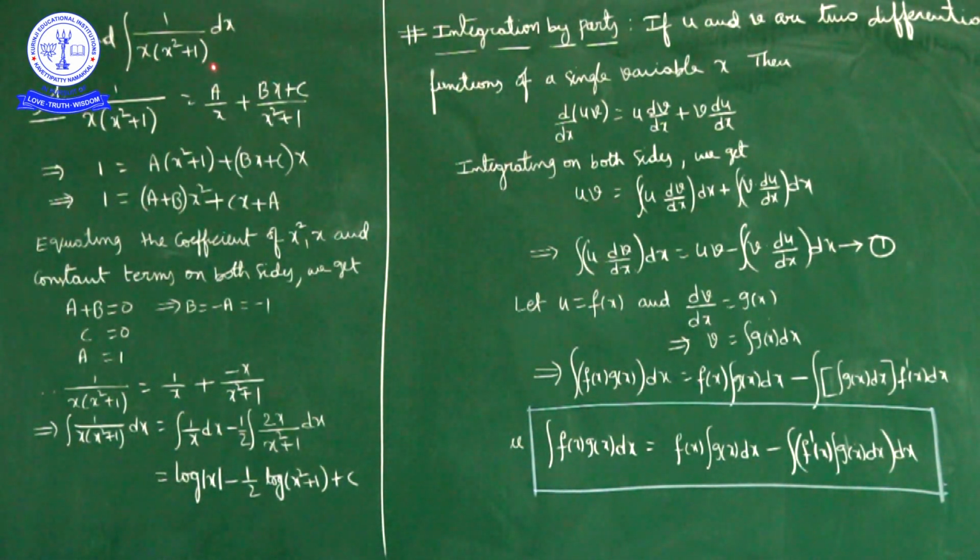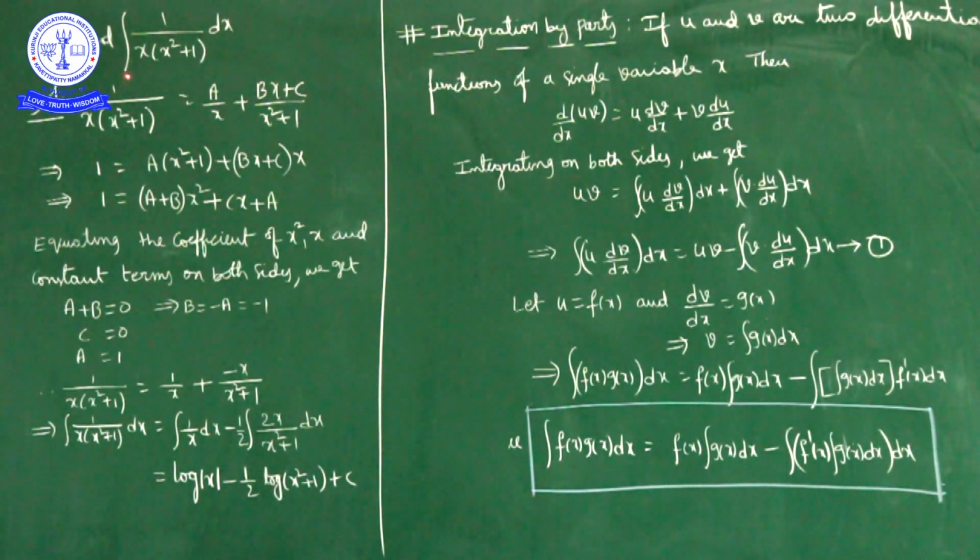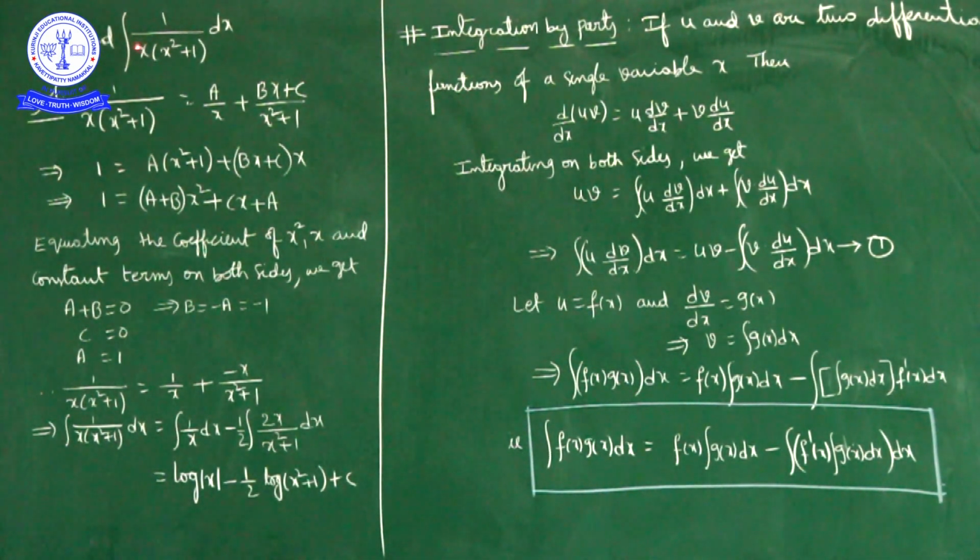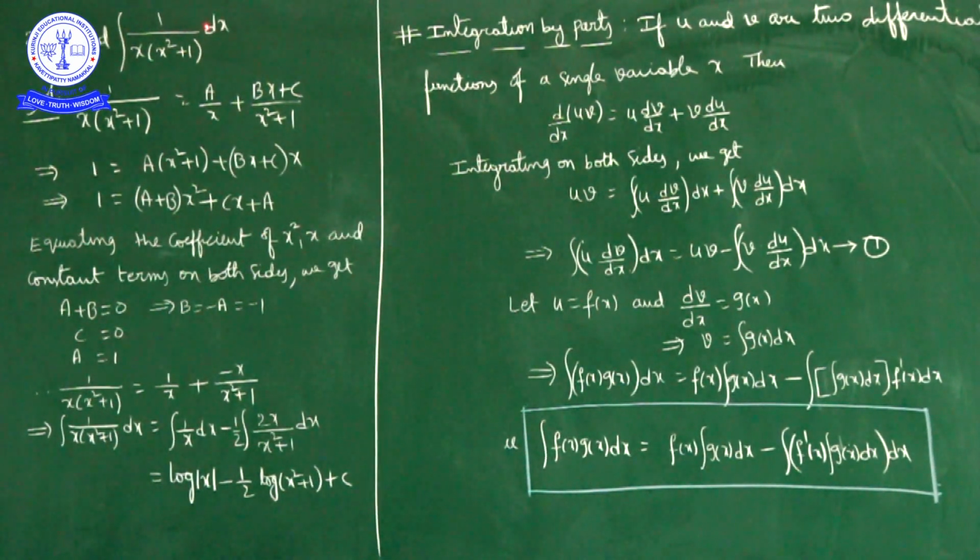Hello students, next question in integration exercise 7.5. This is the last question. Find the integral of 1 upon x into (x square plus 1) dx.